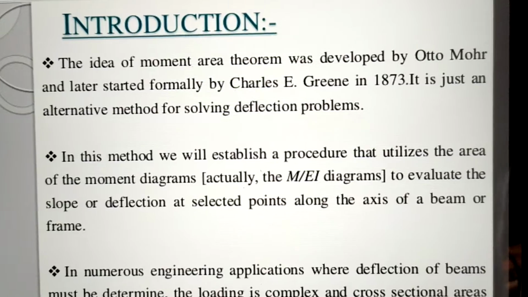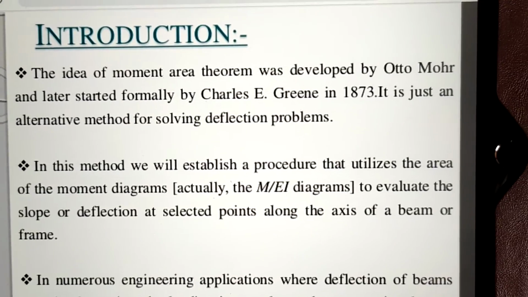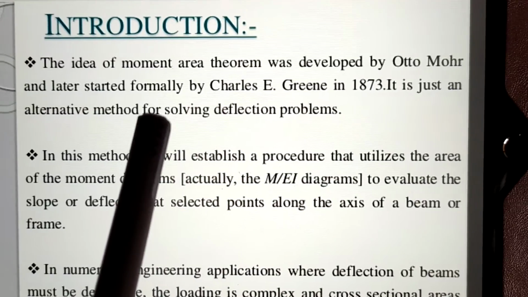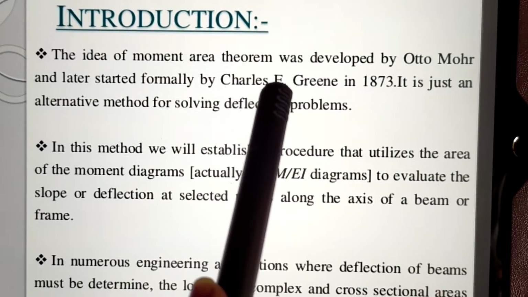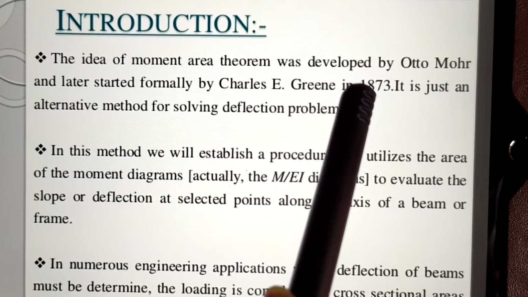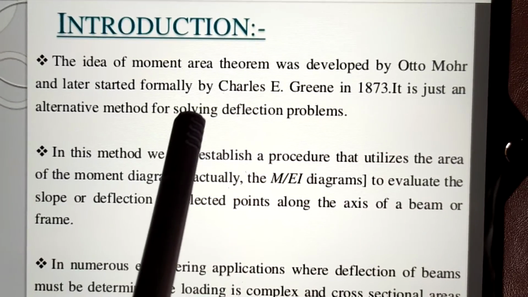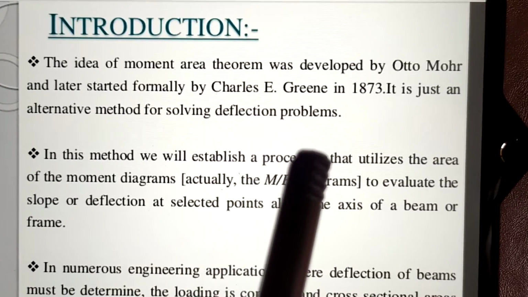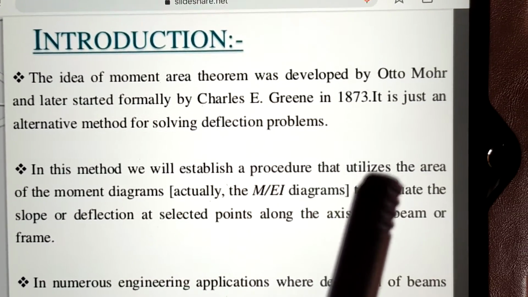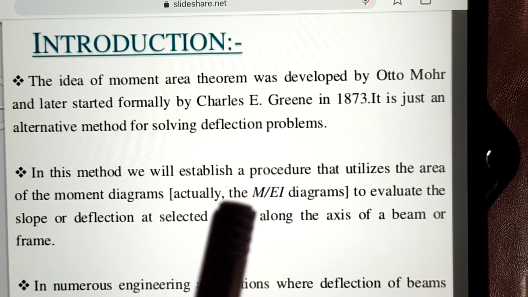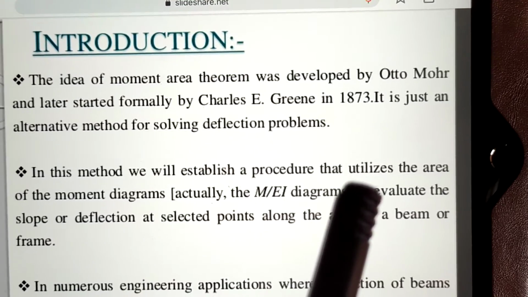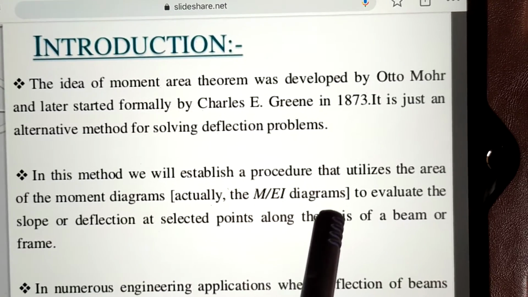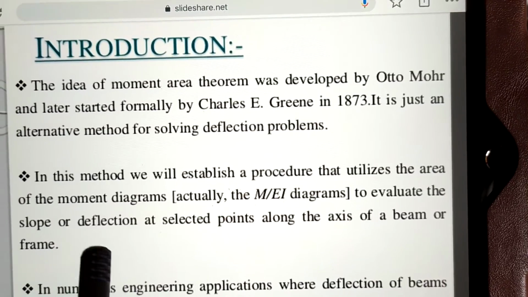Next, introduction. The idea of the moment area theorem was developed by Otto Mohr and later stated formally by Charles E. Greene in 1873. It is just an alternative method for solving deflection problems. In this method, we will establish a procedure that utilizes the area of the moment diagram, actually the M upon EI diagram, to evaluate the slope or deflection at a selected point along the axis of a beam or frame.